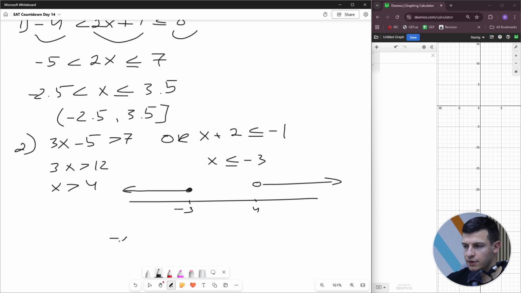Okay, so -infinity to -3, -3 is included, right? And union 4 to +infinity. Now, if we had 'and' instead of 'or', that would change things up quite a bit because we don't really have an overlap. So this one would have no solution.